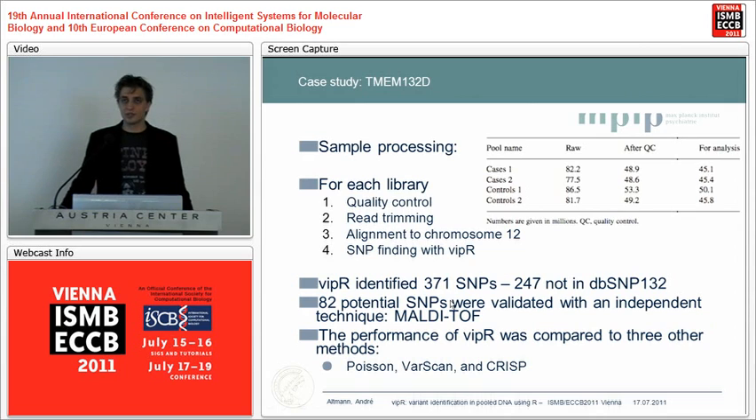So this was our gold standard. If we see a SNP using MALDI-TOF, we say, okay, it's there. And if we don't see it, we say we had a false positive signal. And the performance of vipR was compared to 3 other methods. First of all, the Poisson, which is really related, VARScan, and CRISP. And CRISP is also a method that focuses on multiple pools to tell apart SNPs from sequencing errors.